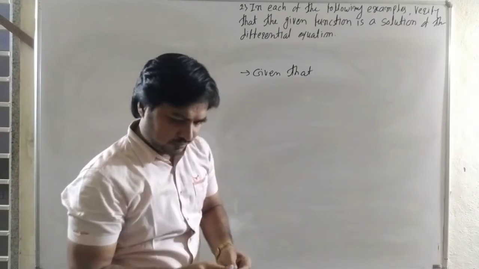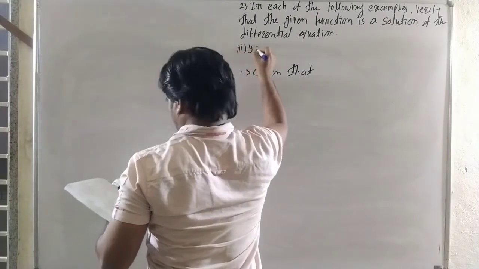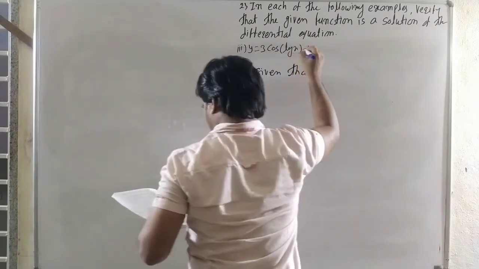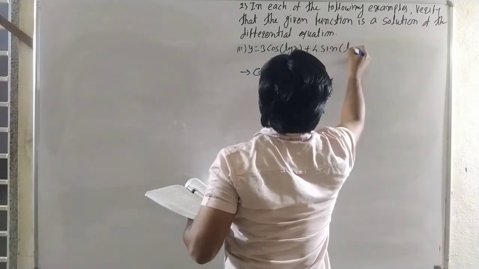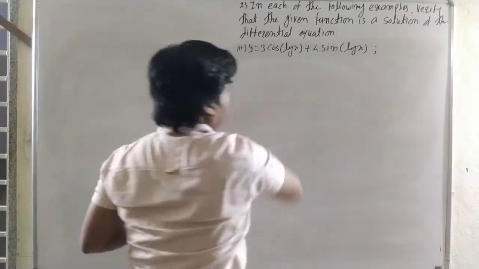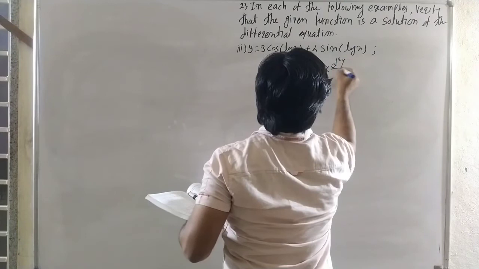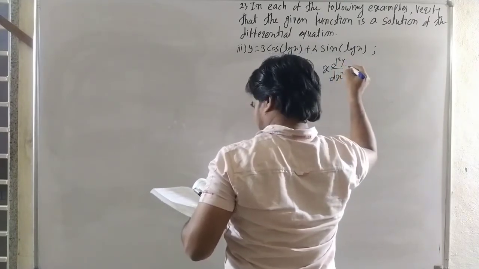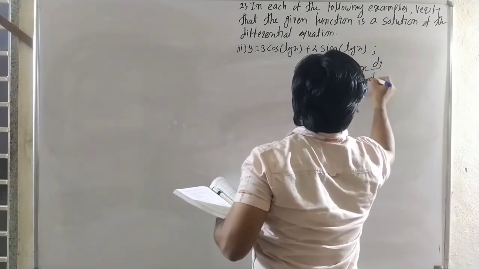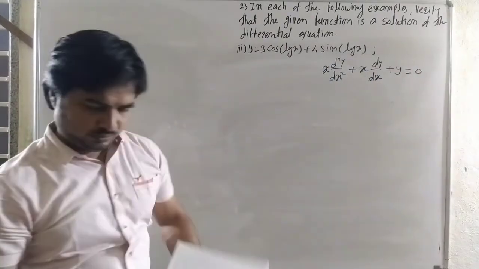Next, the third example: y is equal to 3 cos of log x plus 4 sin of log x is a solution of the differential equation x d2y by dx2 plus x dy by dx plus y is equal to 0.